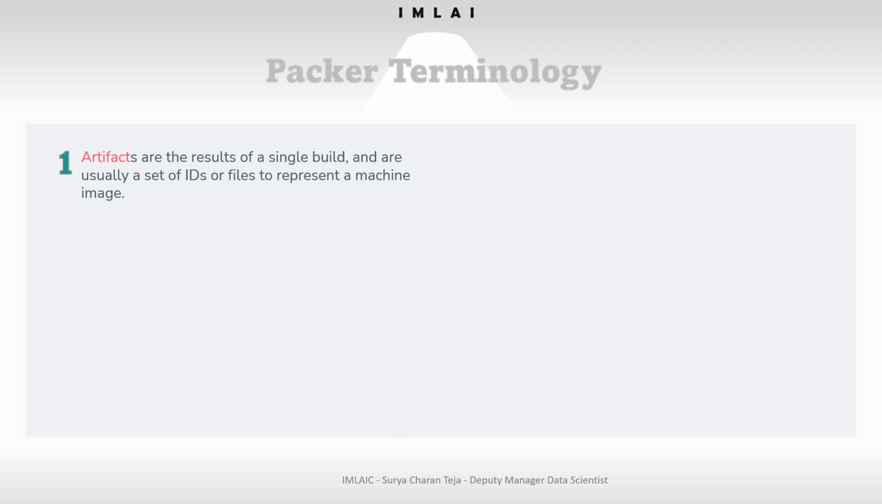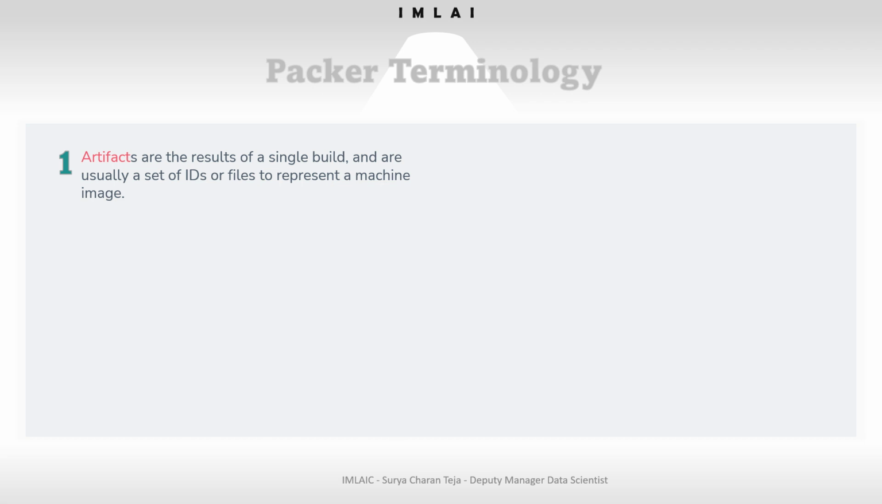Every builder produces a single artifact. As an example, in the case of the Amazon EC2 builder, the artifact is a set of AMI IDs, that is Amazon Machine Images IDs, one per region. For the VMware builder, the artifact is a directory of files comprising the created virtual machines. This is the example of an artifact. Artifact is the output of the builder that's been built.